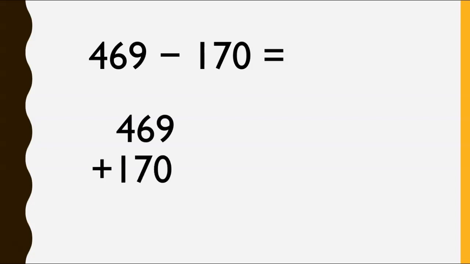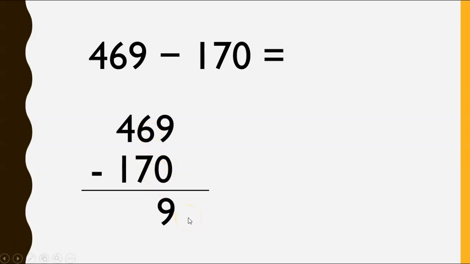So we've got 469 minus, oops, let me change that to a minus, hold on. Okay, there we go. 469 minus 170 equals, what is 9 minus 0? 9, good. Now remember, just like with addition, we're going from right to left. In subtraction, we go right to left. Just like when we add and when we subtract, right to left. Remember that.